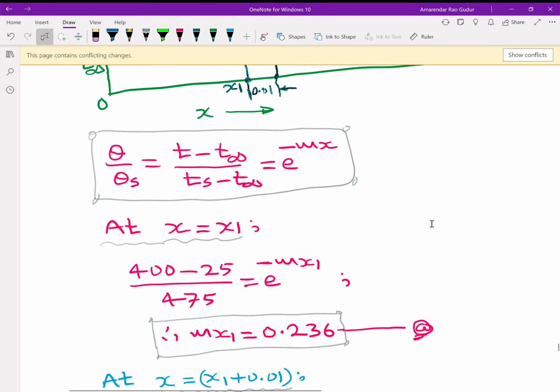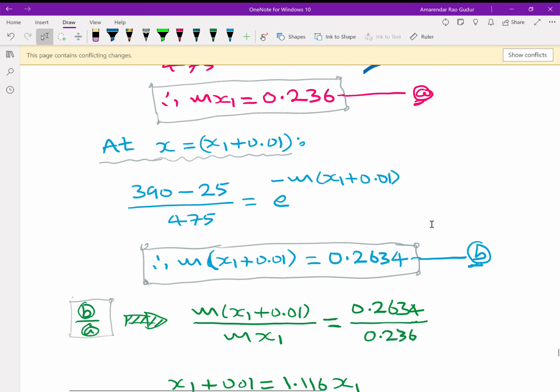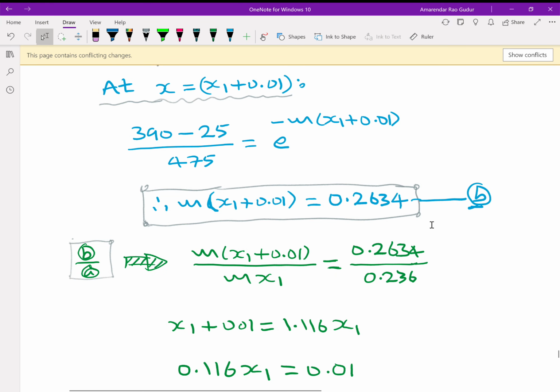Then for long fins, we have the temperature distribution given by this. Then at x is equal to x1, if you substitute 400 minus 25 by theta 475 is equal to e power minus mx1. Therefore, we get mx1 is equal to 0.236. Then at x is equal to x1 plus 0.01, we have 390 minus 25 by 475 is equal to e power minus m x1 plus 0.01. From this we get m into x1 plus 0.01 is equal to 0.2634.